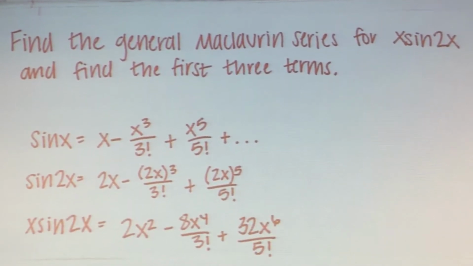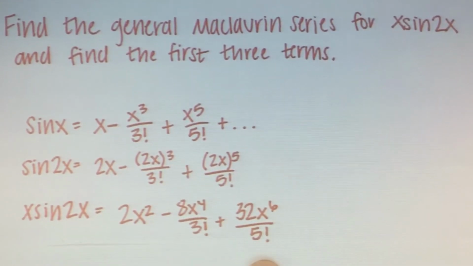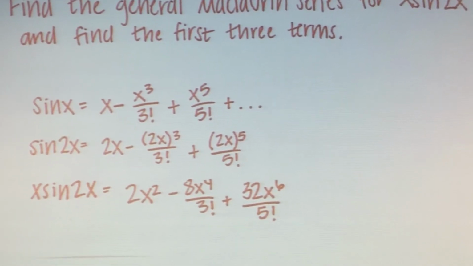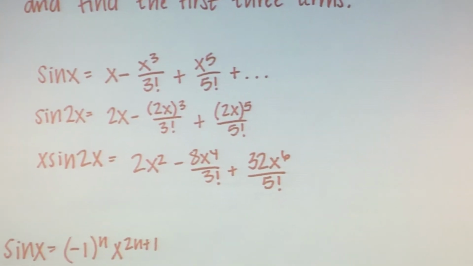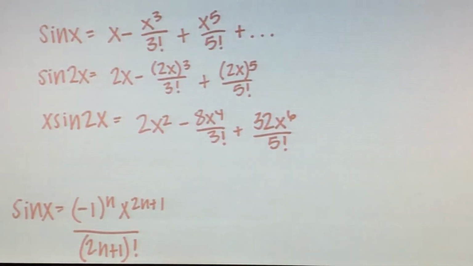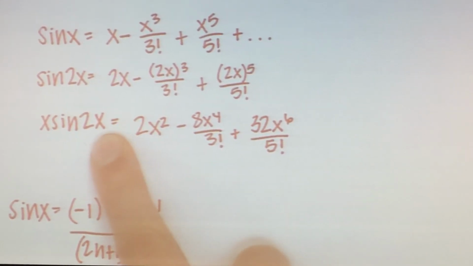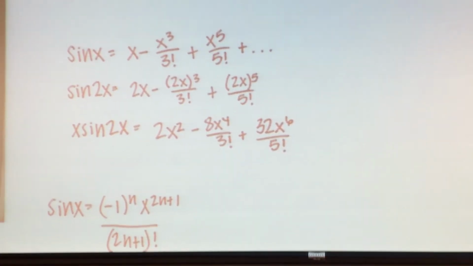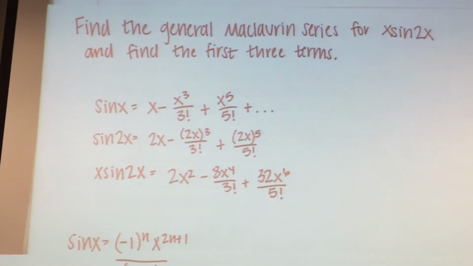Then you can multiply every part by x to get this, and that will be your final 3 terms. And to get the general form, you know the general form of sine x is this. So when you factor in that there's a 2x and you multiply everything by x, you get this as your final general Maclaurin series for x sine 2x.